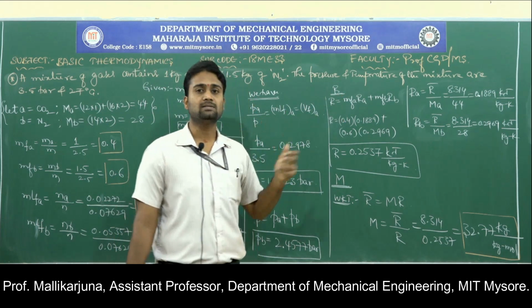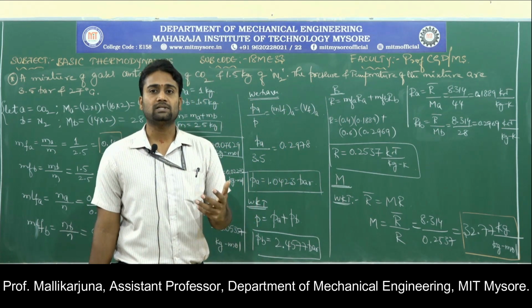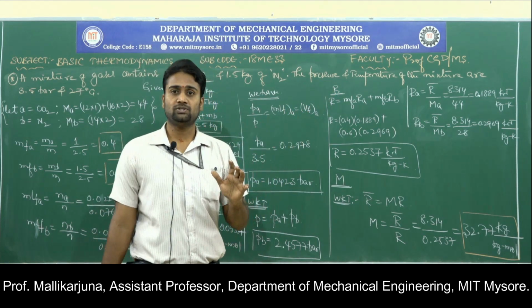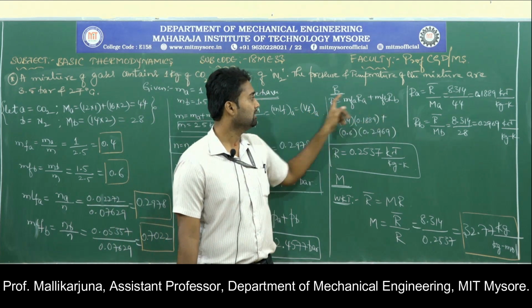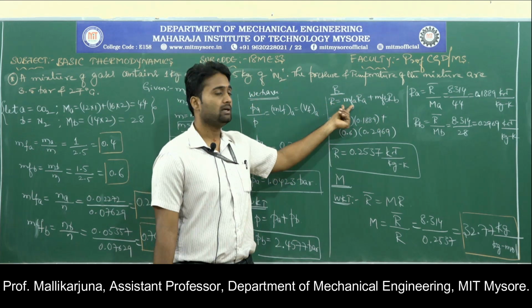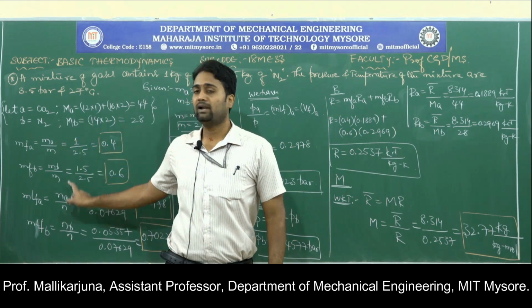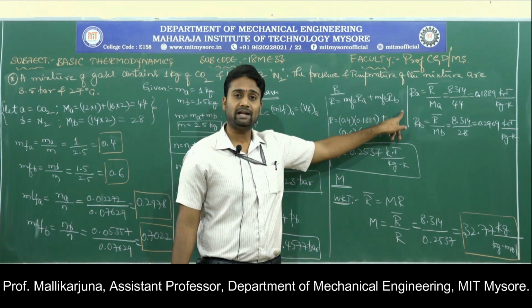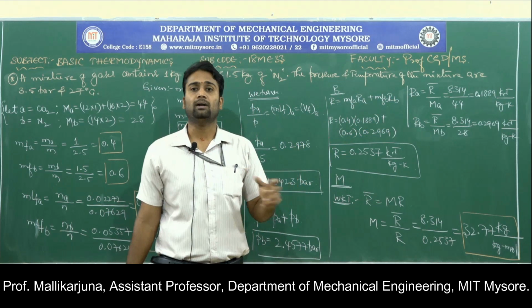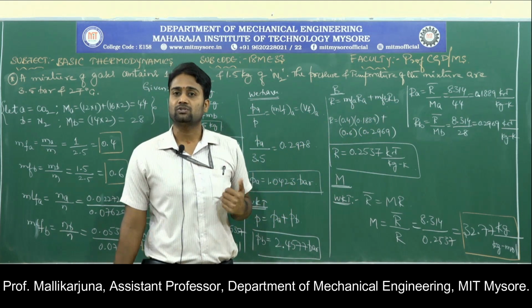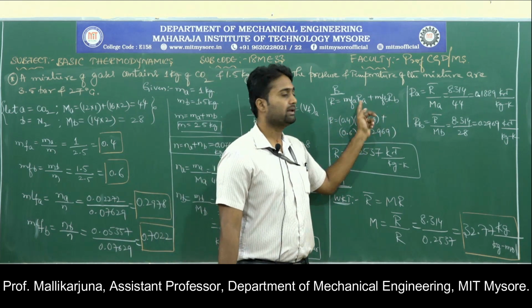Next variable to me is R for the mixture. R is nothing but gas constant for the mixture. I have derived this equation. Gas constant of the mixture is nothing but MFA RA plus MFB RB. You are aware of mass fractions of A and B, but you are not aware of RA and RB, where RA and RB are nothing but gas constant of constituent gas A and gas constant of constituent gas B. Initially you need to find RA and RB.